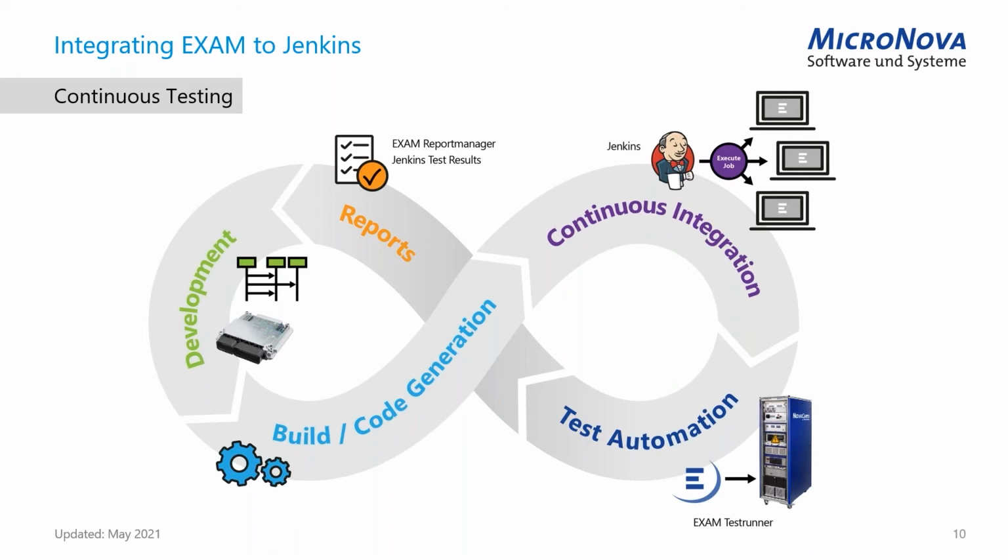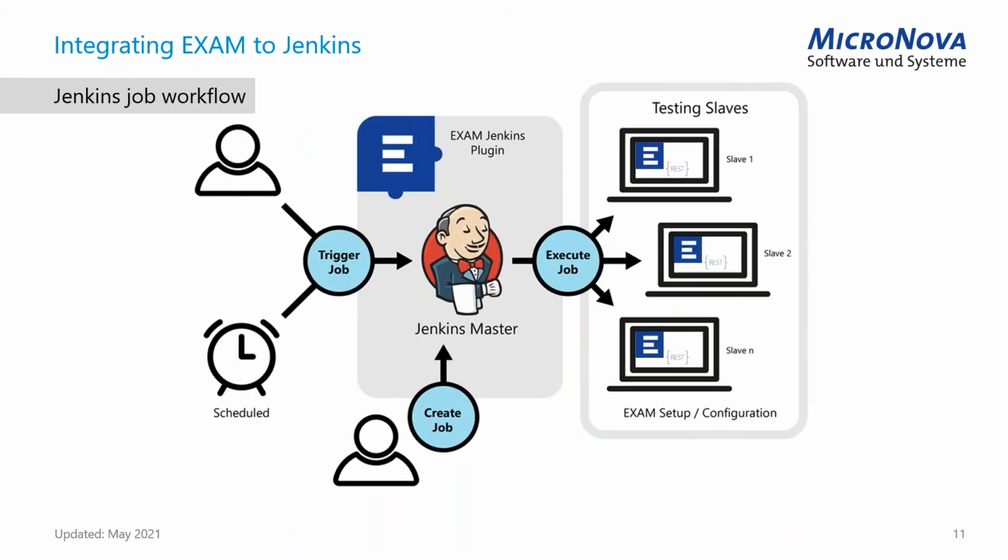Let's have a closer look at this Jenkins job workflow. So let's start here at the bottom, where you can create a job. It's one of the standard features of Jenkins, having a Jenkins master where you can create a job. In this case, the job is not to build and manage the build of your actual software application, but to add an additional build step here by means of the XM Jenkins plugin.